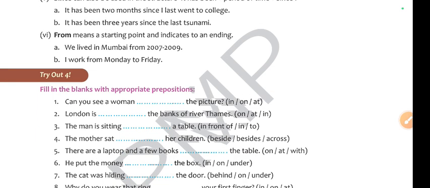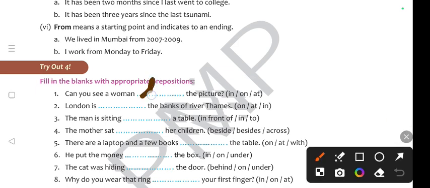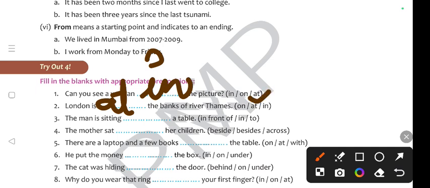Now try out 4. Fill in the blanks with appropriate prepositions. So let's do this. Can you see a woman in the picture? In the picture. London is at the banks of the river. The man is sitting in front of a table.